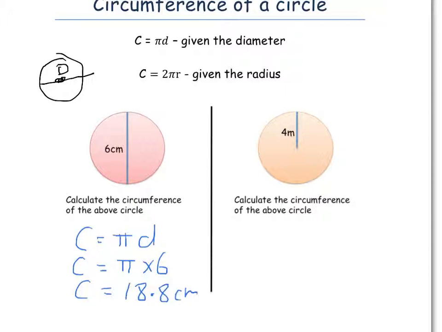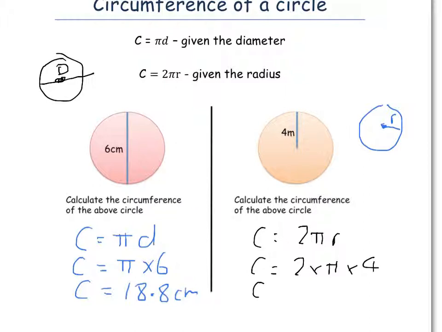Now on this second question, we're asked to find the circumference of this circle, but this time we've got the radius, and the reason I know it's a radius is it's a distance from the centre to the outside, which is the radius. So this time we're going to be using this bottom equation, which is circumference equals 2 pi r. And all we have to do is where the radius is, we're going to put in the value of 4. So 2 times pi times 4 is equal to 25.1 metres this time, as it's the distance around the outside.